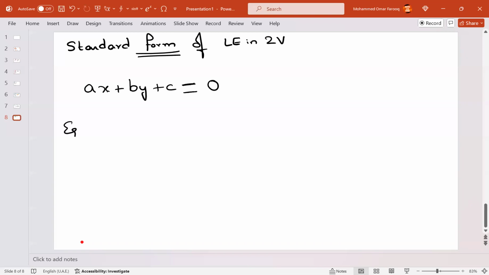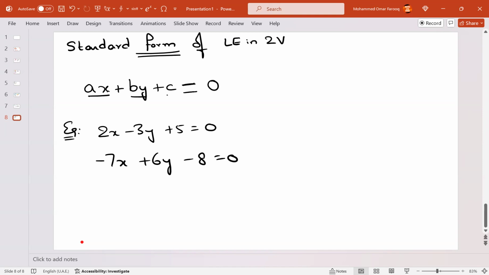So for this, what is the example? 2x minus 3y plus 5 is equal to 0, or minus 7x plus 6y minus 8 is equal to 0. These are all standard forms. The first term will be the x term, next y, next constant. So this is the standard form of linear equation in two variables.